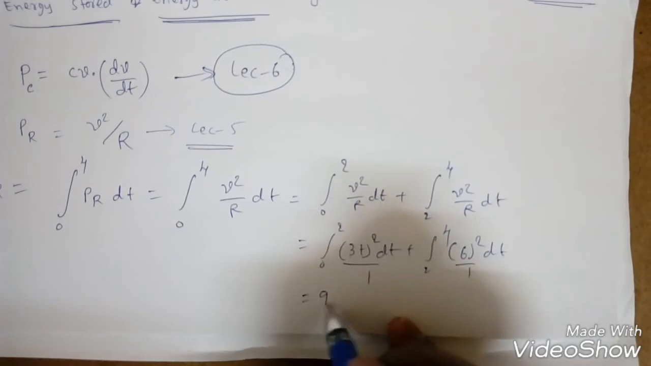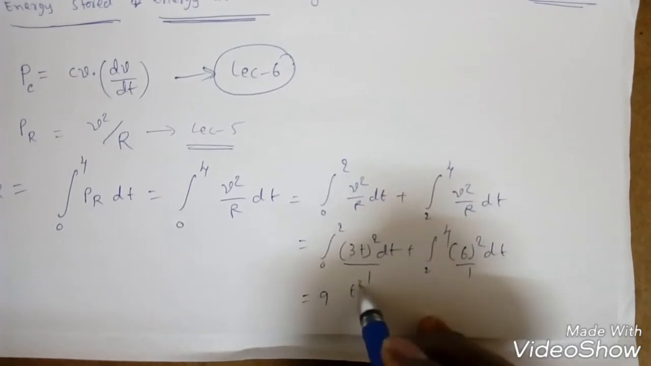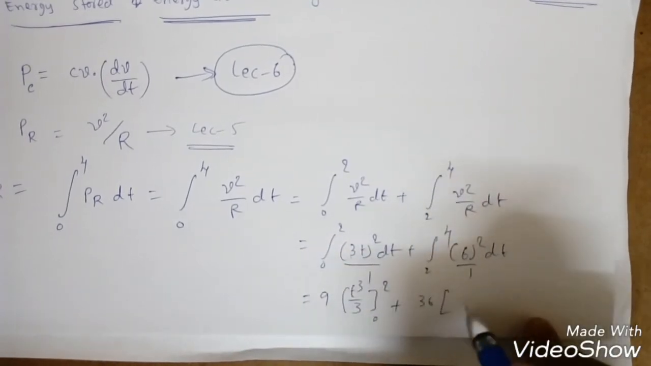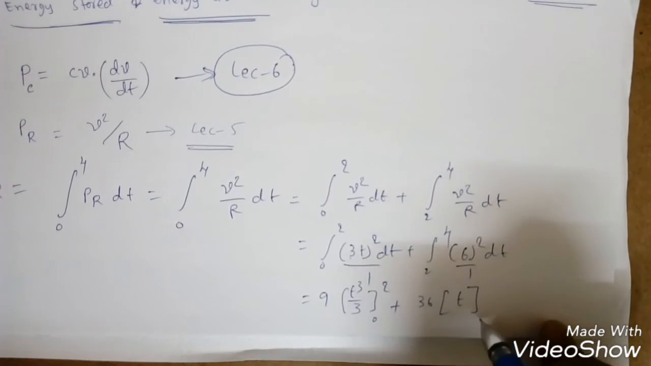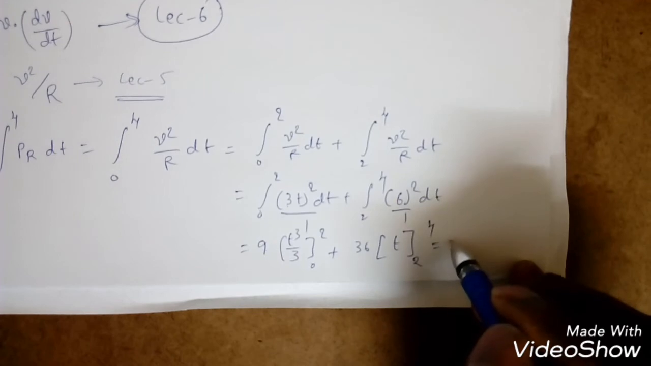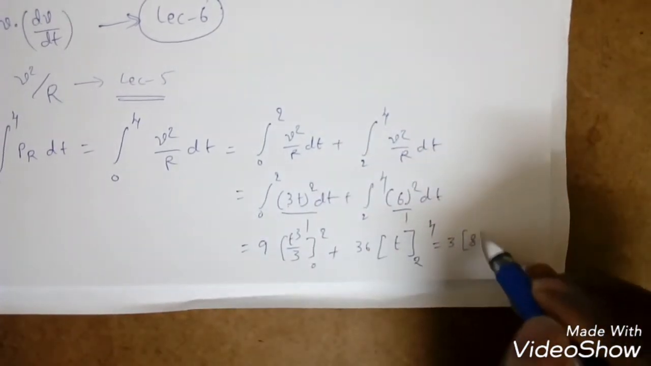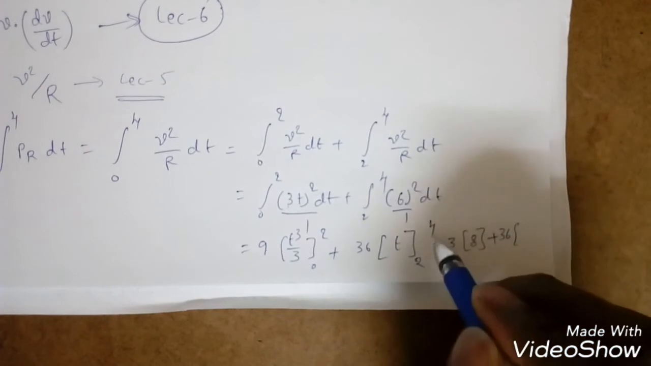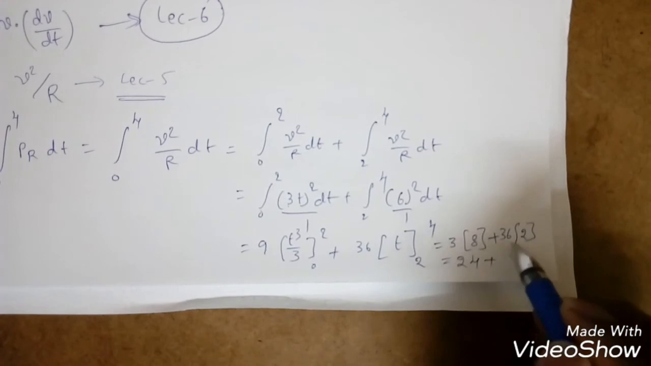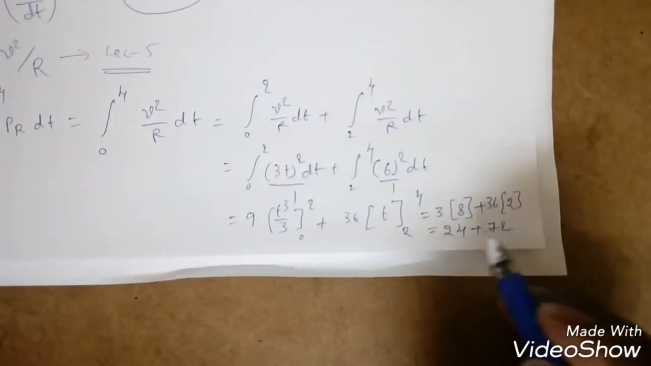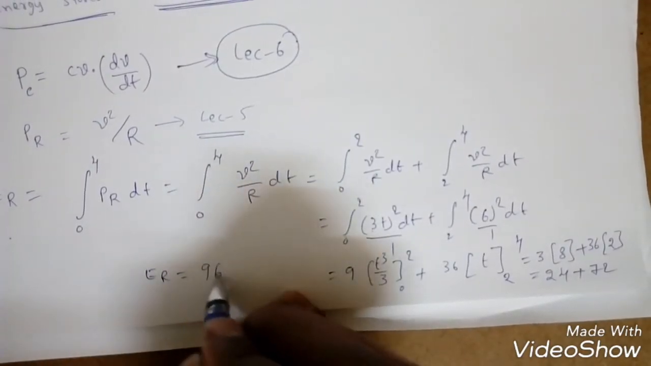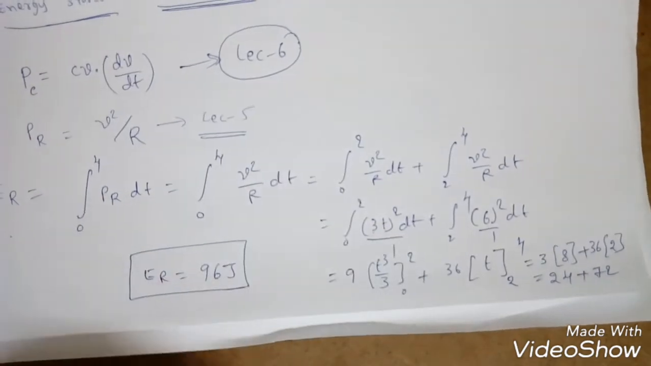3 square will be 9, and if I integrate t square it becomes t cube by 3, from 0 to 2, plus 36 into t, from 2 to 4. Now if I evaluate this, 9 by 3 gives 3, 2 cube is 8, so 24, plus 36 into (4 minus 2), which is 2, so 72. So overall, ER is equal to 96 joules across the resistor only.